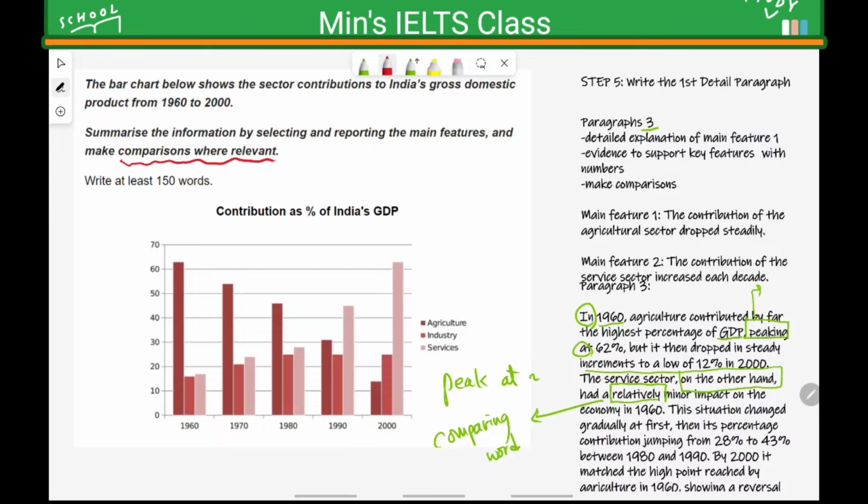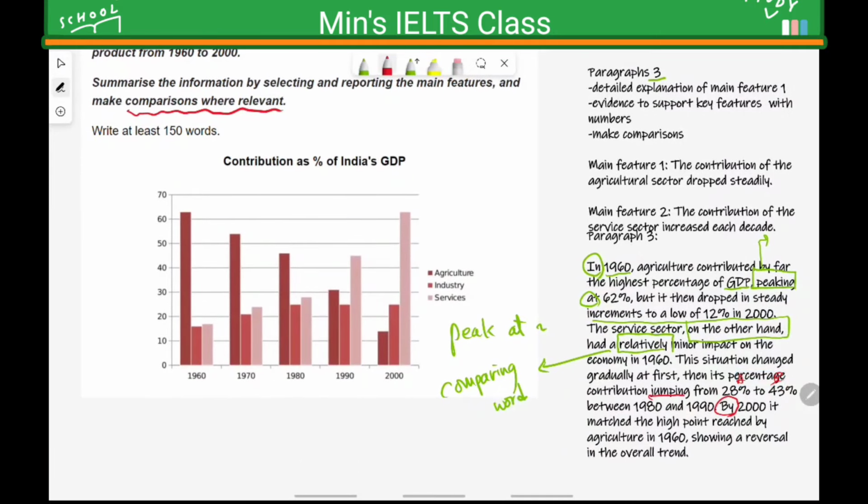And this situation changed gradually at first, and then its percentage contribution jumped from A to B between 1980 and 1990. And by 2000, by the time it became 2000, it matched the high point reached by agriculture in 1960, showing a reversal in the overall trend. Okay, so that's our third paragraph.